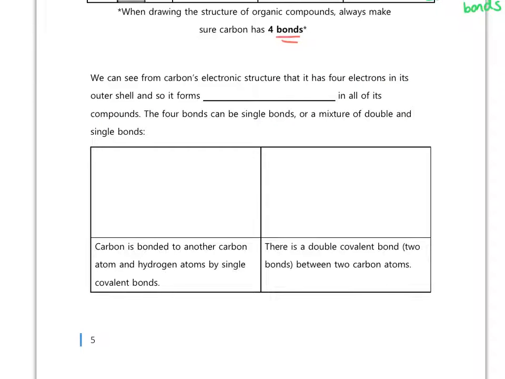So we've seen that carbon has 4 electrons in its outer shell, and we've seen that that means it forms 4 covalent bonds.